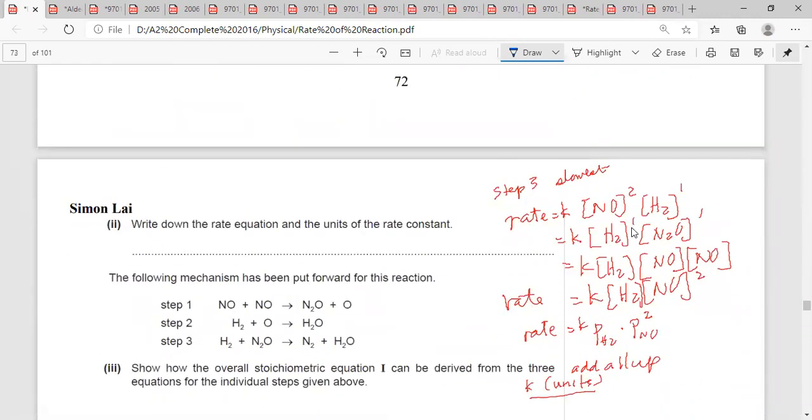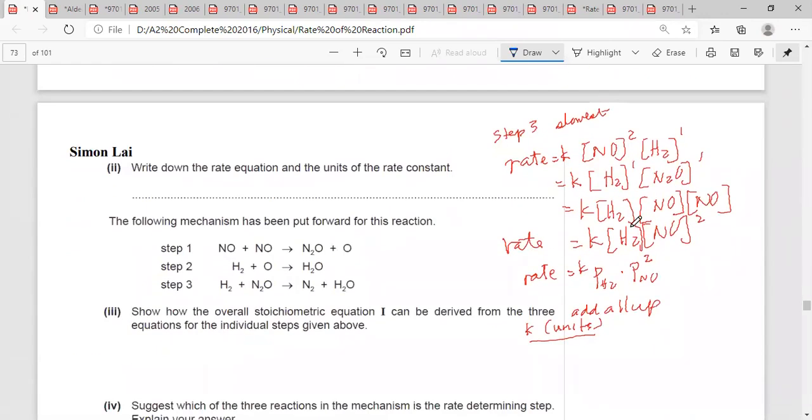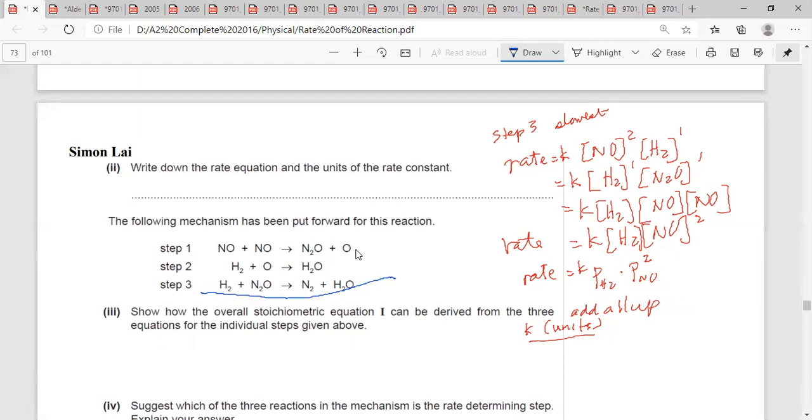So they say now the following mechanism has been put forward. The first step, of course, is NO plus NO gives you N2O plus O. H2 plus O gives you H2O, and H2 plus your N2O gives you something here. If you add them up, it should give you the whole thing. It's very simple. And this one cancels off now.